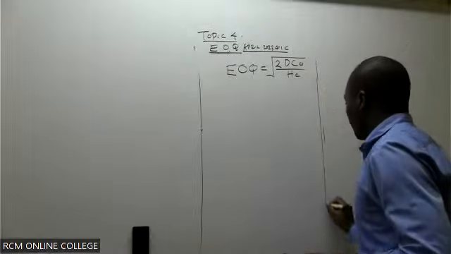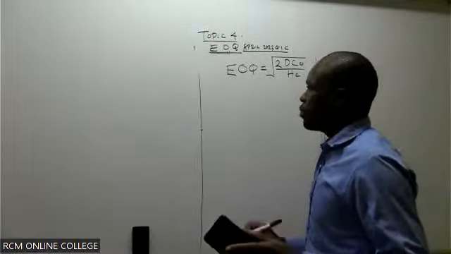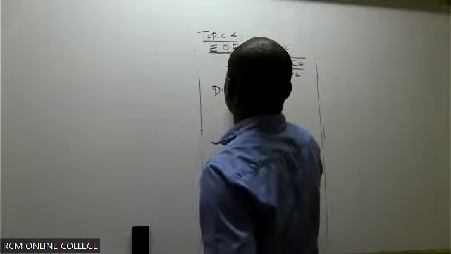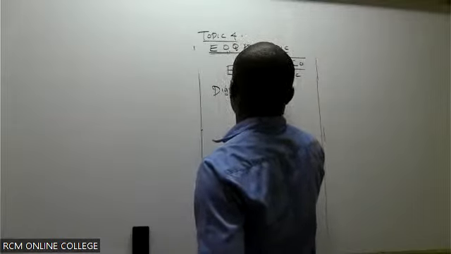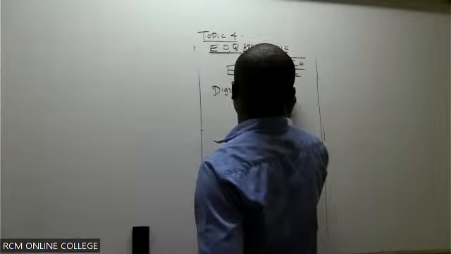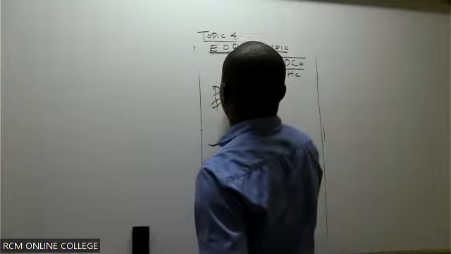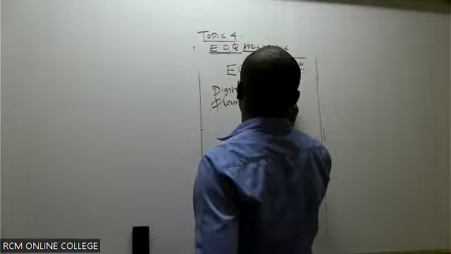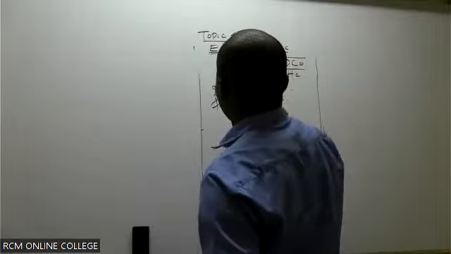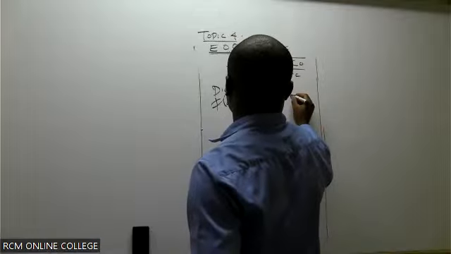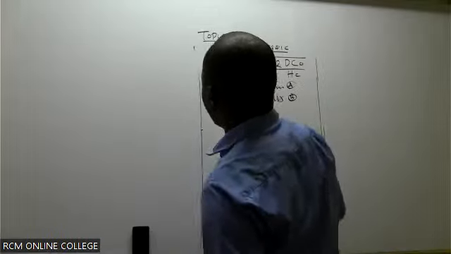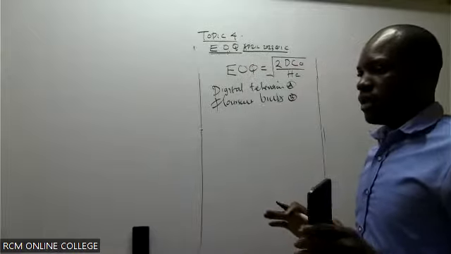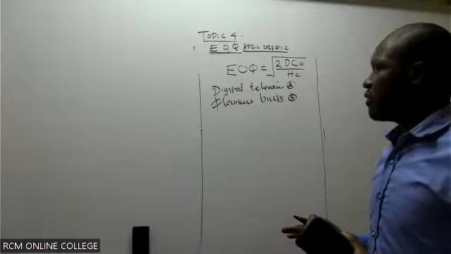Now, you know what these people are actually trying to test here? We have two items here. We have digital television. We have fluorescent bulbs. Is it? Now, we have A, we have B. Economic order quantity.